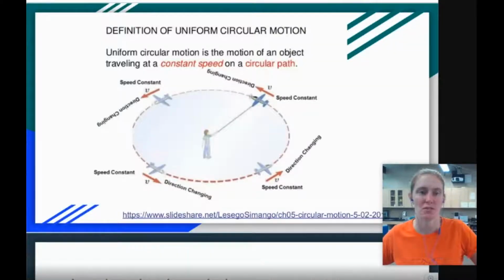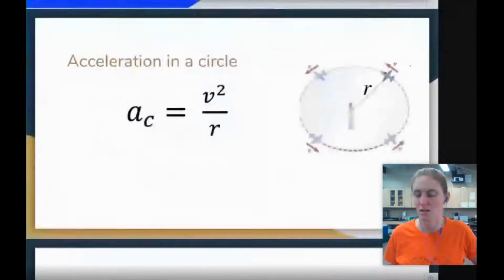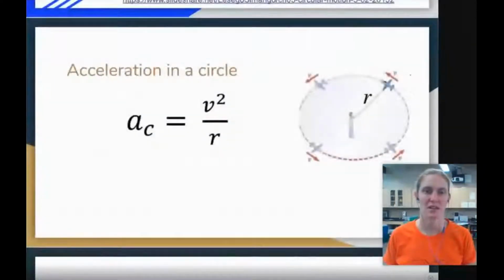Uniform circular motion is the motion of an object traveling at a constant speed on a circular path. So the velocity, the direction keeps changing, but it's going in a circle. And what we can derive is that acceleration to go in a circle is equal to v squared over r. So sometimes I call this acceleration to go in a circle, or you can call it centripetal acceleration.